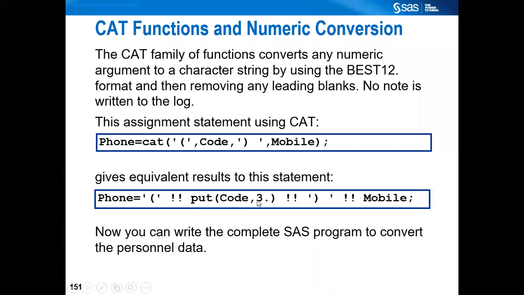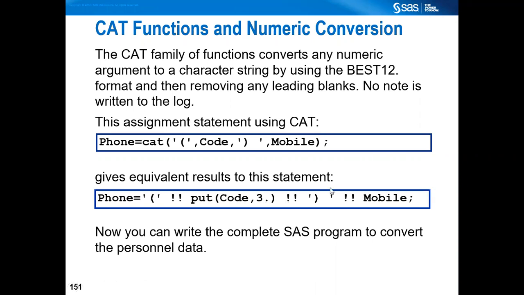All right. So when you use any of your CAT family functions, it converts any numeric argument to a character string by using the BEST12. format and then removes any leading blanks by default. But when you do not use any CAT functions, it will convert, but it will apply the BEST12. format and does not remove any leading blanks.